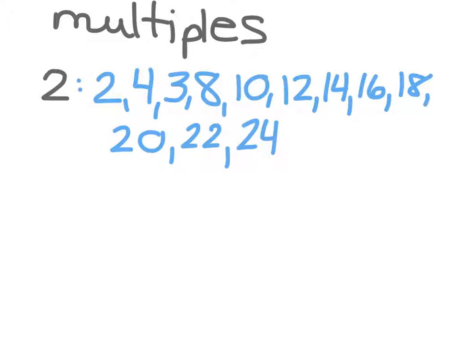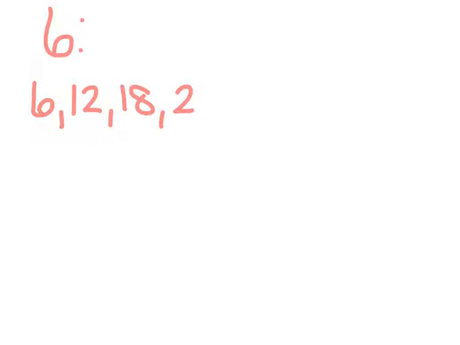Let's look at another one. Let's find the multiples of 6. And I'm just going to list out, this is just like listing out a multiplication fact table. 6 times 1 is 6. 6 times 2 is 12. 6 times 3 is 18. 6 times 4 is 24. 6 times 5 is 30.